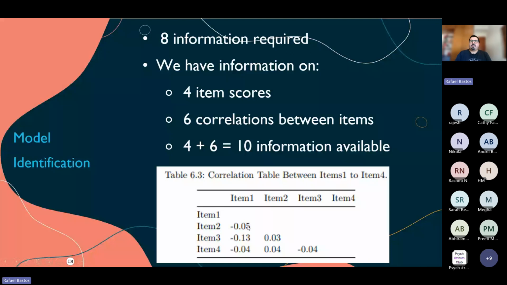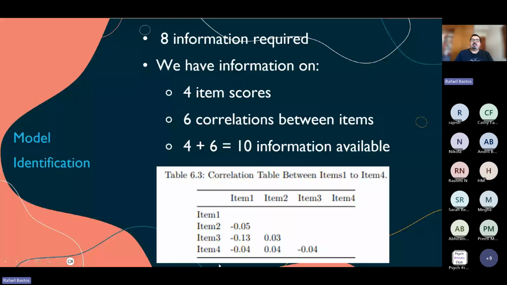So the correlation between item one to item four, we have six correlations between the items, since the main diagonal is equal to one, because it's the correlation between the item and itself. And the upper triangle is also the same as the lower triangle, so it's repeated information. So we have four item scores and six correlations, and we have 10 pieces of information available.